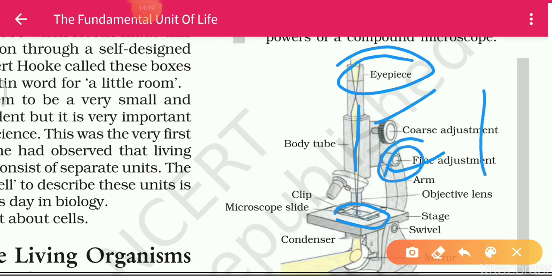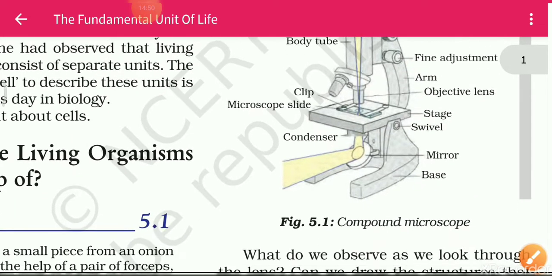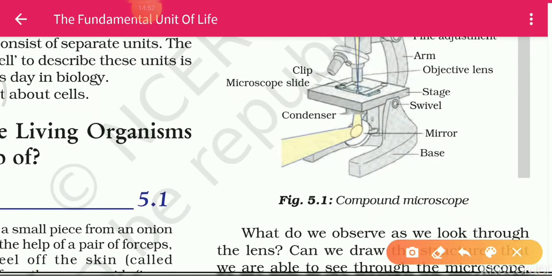Okay, now see here, the mirror is present here, and a condenser is also present here. Light is passed through the object or specimen with the help of the mirror, and here the condenser is given. So this is your compound microscope.